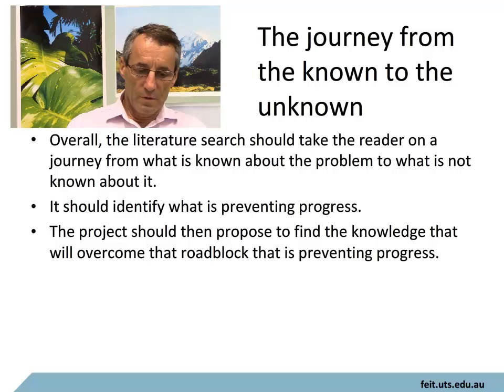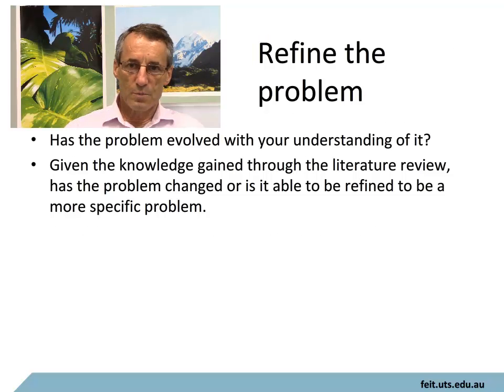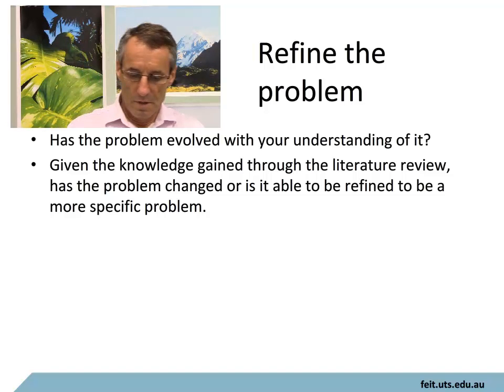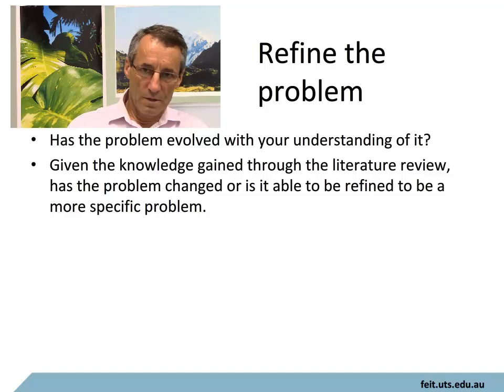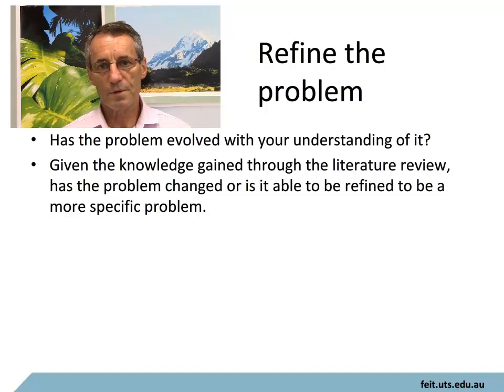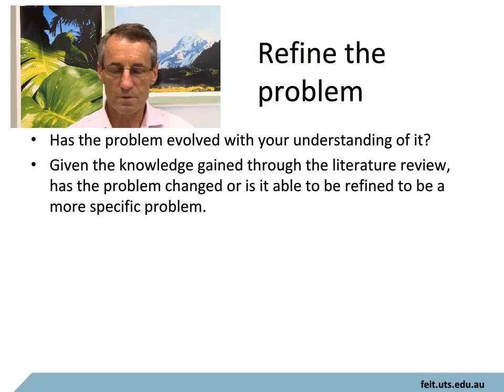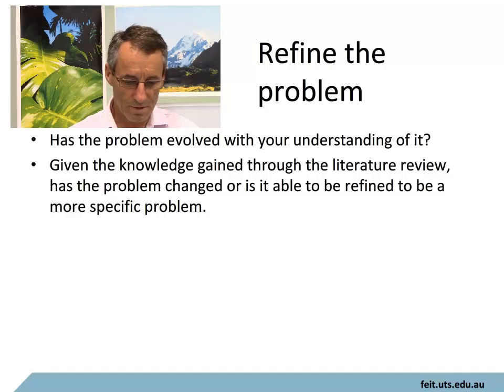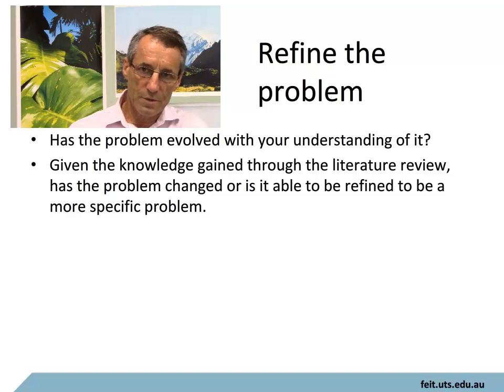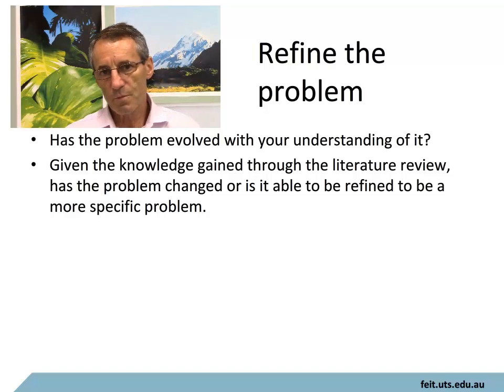So that also allows you to refine the research problem from this very general problem that you started with down to probably something much more specific. So as part of your literature review, you should consider, has the problem evolved along with your understanding of it? I mean, as you learn more about it, the nature of the problem itself changes, and this is always true. Just ask anybody who's done a PhD. Now, given the knowledge gained through the literature review, has the problem changed, or is it able to be refined to be a more specific problem?